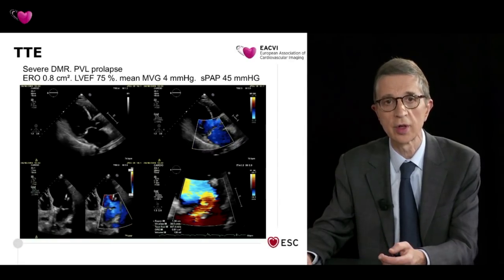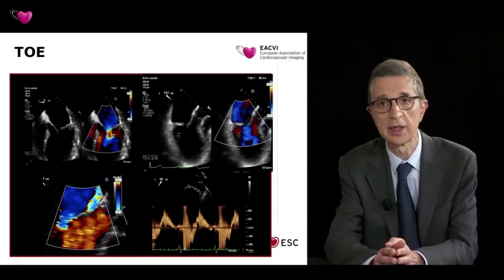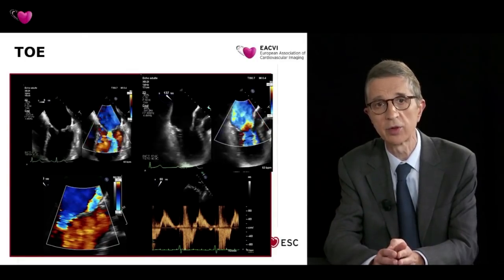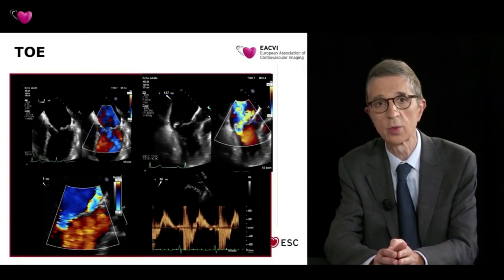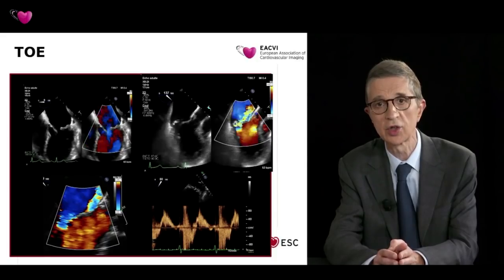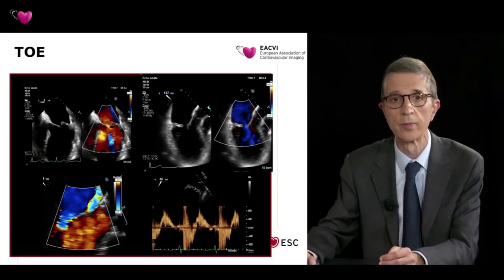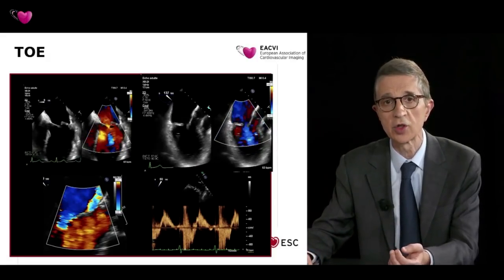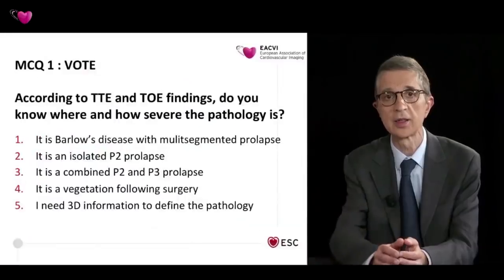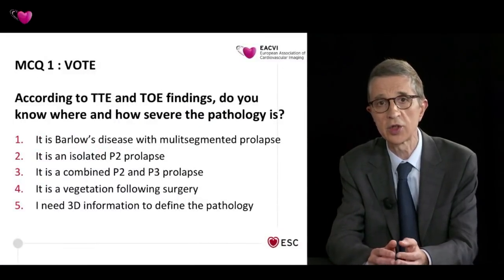You can see also here on the transesophageal examination the mechanism of mitral regurgitation, which is a prolapse, with very severe mitral regurgitation and an inversion of the systolic pulmonary flow. So with this information, it should be discussed if we have enough information to select this patient for percutaneous treatment.